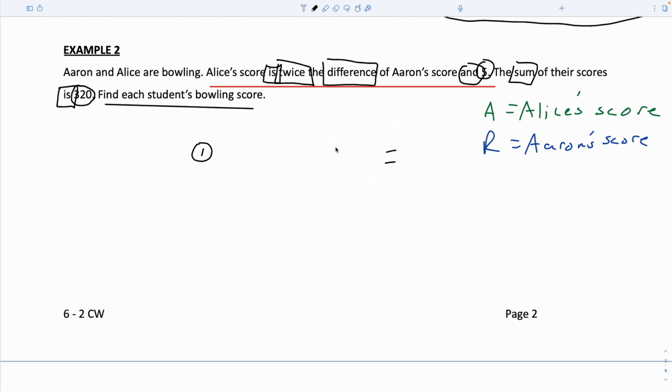What's on the left of this, Tanner? A is Alice's score, and they say it is something else. What's the equation on the right? Twice the difference, Aaron's score and 5. Give me your thoughts. Just throw something out. Sarah, what would you make that equation look like? Twice the difference of Aaron's score and 5.